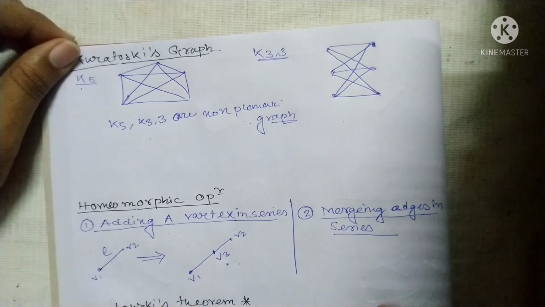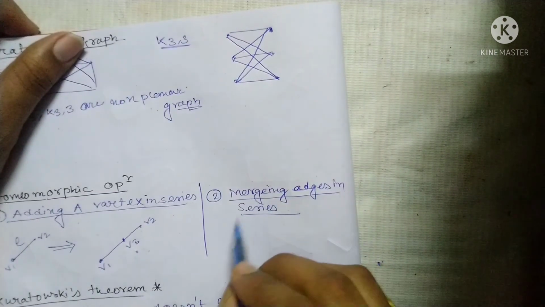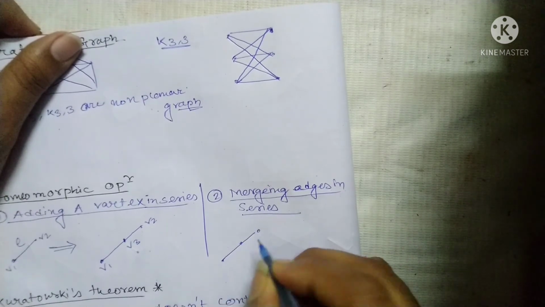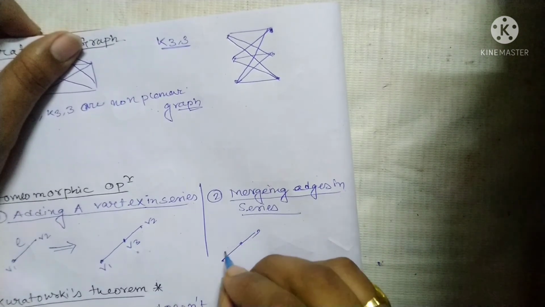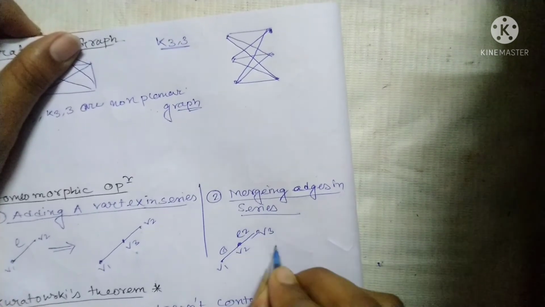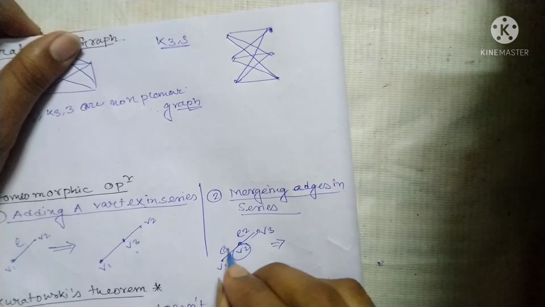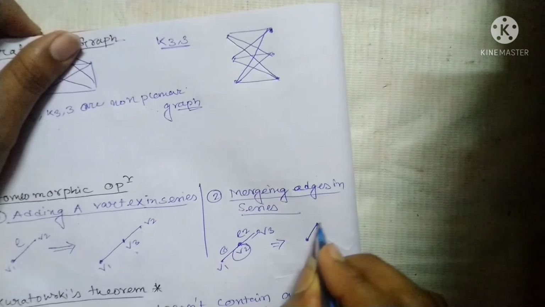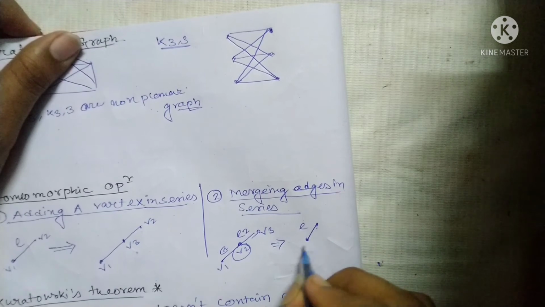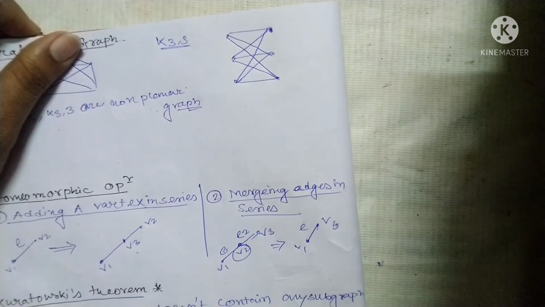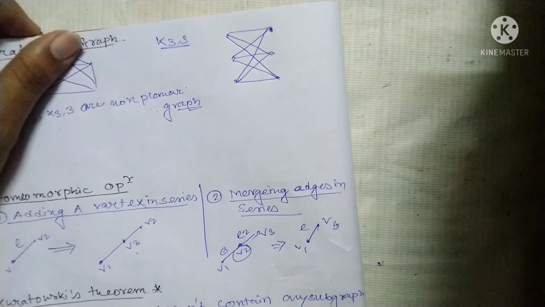Likewise, we can also remove a vertex, or merge the edges. Let's say these are two edges with vertices V1, V2, V3. We can omit V2 and merge E1 and E2 into one edge, leaving V1 and V3. So these two are called homeomorphic operations.